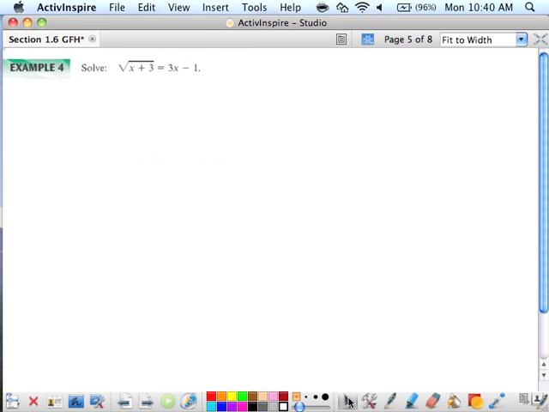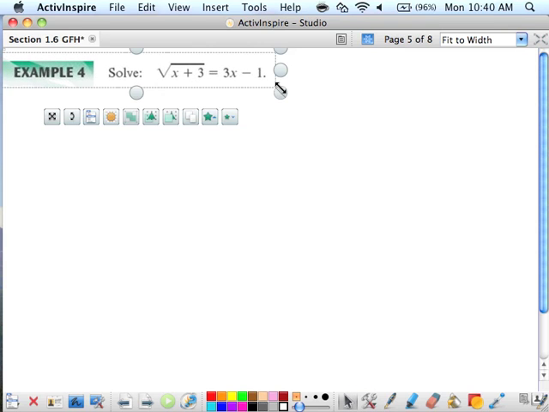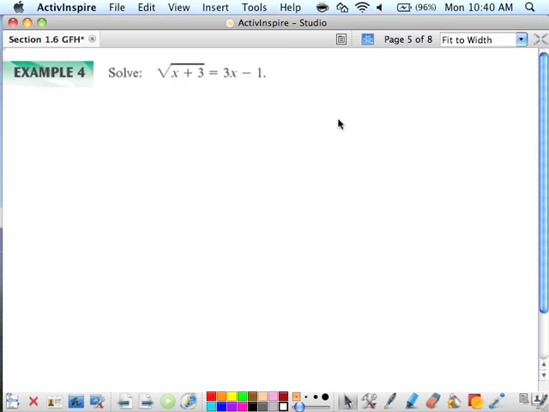Let's take a look at this example. It's a little more difficult. We have the square root of x plus 3 is equal to 3x minus 1. The good news is the radical is already by itself, right? It's already isolated. So all we have to do is raise both sides to the appropriate power.